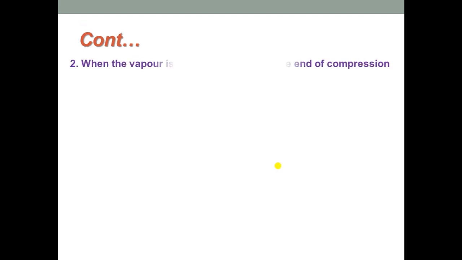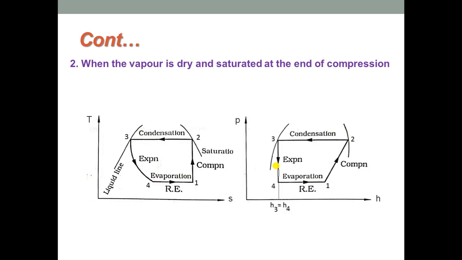Moving on to the second one, when the vapor is dry and saturated at the end of the compression. So, at the end of compression you can observe point 2. The vapor condition is dry and saturated, and this is a saturation line. Here it is the liquid line and here it is the saturated vapor line.